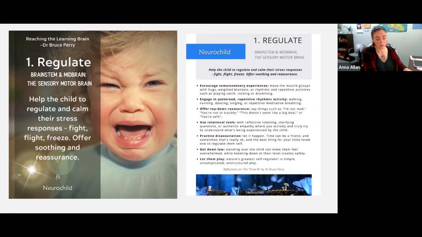First one, we are going to regulate the brainstem. We'll go through the examples on the right.